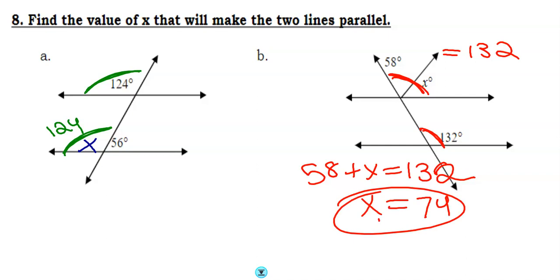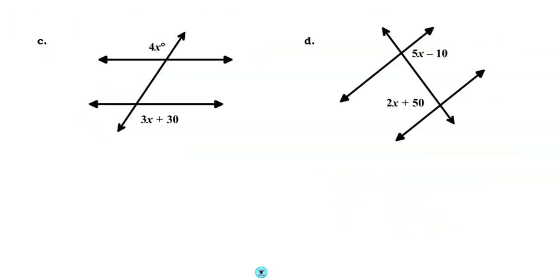Because they're corresponding, they have to be congruent. So x would equal 74, because these two angles add up to 132. Okay? All right, now let's try the next one. These have to be congruent in order to make parallel lines. Or alternate exterior.